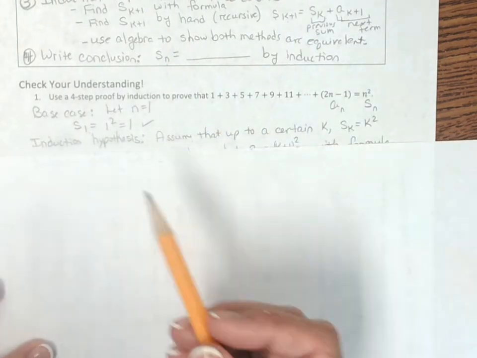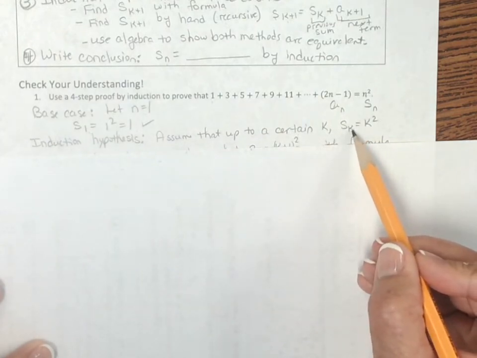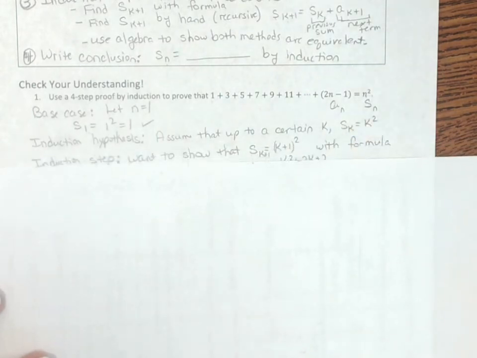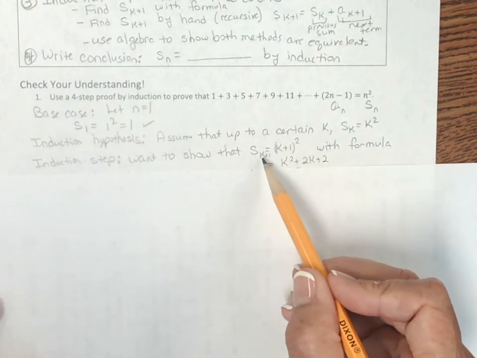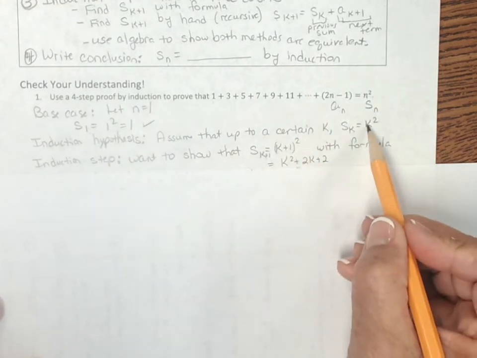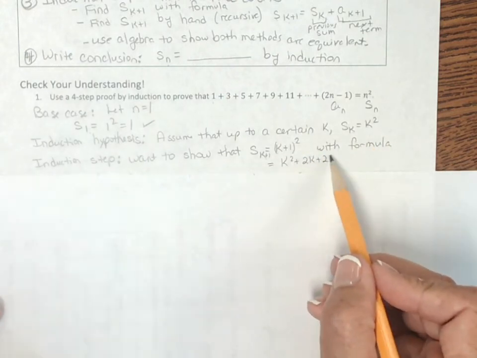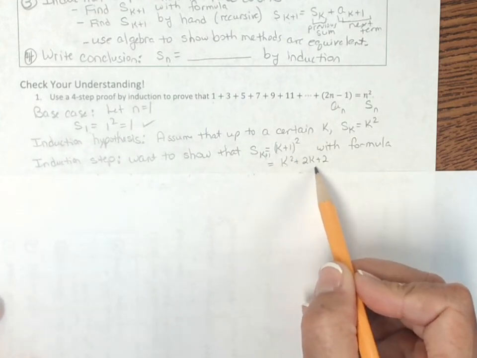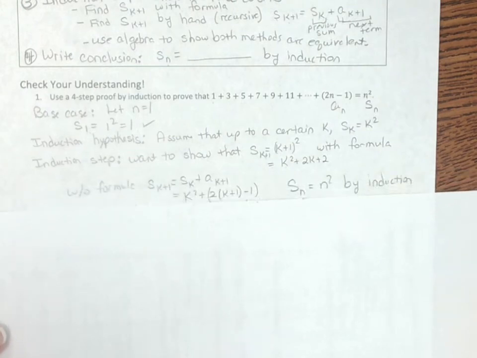The induction hypothesis is we assume up to a certain k that s sub k equals k squared. So I'm assuming that's true. The induction step now is I need to show that the sum of the k plus 1 terms is equal to k plus 1 squared. So when I do that, this is just using my formula, k plus 1 squared is k squared plus 2k plus 2. Then I want to do it without the formula.